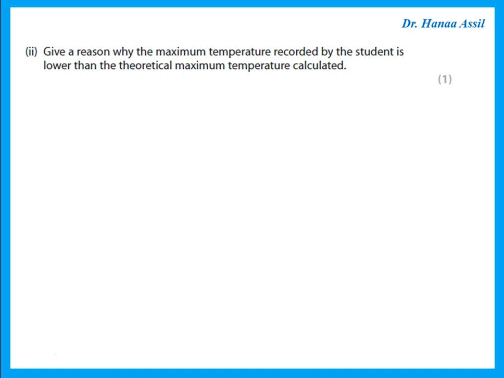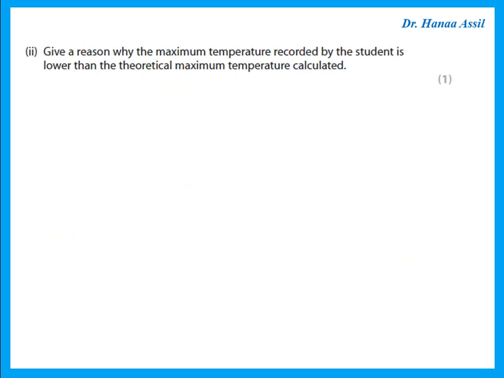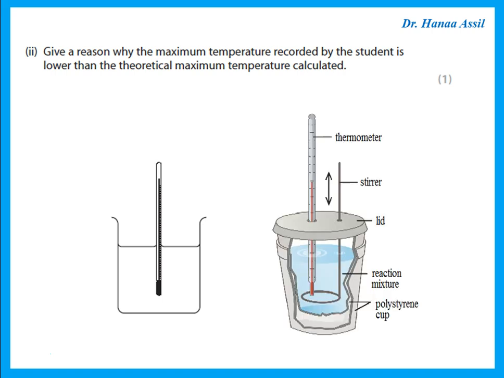Give a reason why the maximum temperature recorded by the student is lower than the theoretical. So we're saying the temperature should rise to 34.7, but actually what he measured is less. Remember, he's doing this in a beaker, and we said when we're measuring temperature, we shouldn't do the experiment in a beaker. We should do it in a polystyrene cup. This is in order to avoid loss of heat to the environment. So when he does it in a beaker, some of the heat has been lost to the surroundings or to the environment.